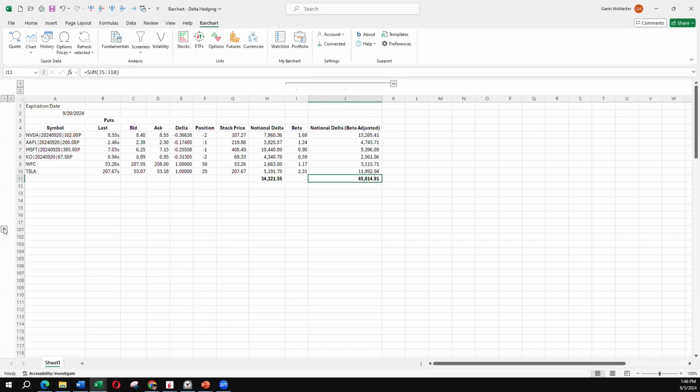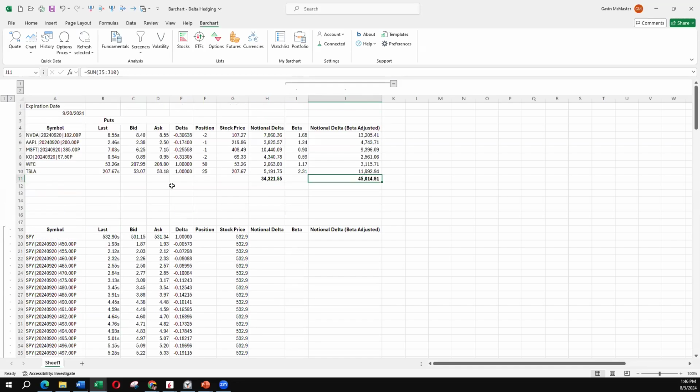So I've got some SPY options that I've brought in here. And the first thing I'm going to do is take the price of SPY, which is 532.90, and I'm going to take our notional delta divided by the SPY price. So this portfolio here is roughly equivalent to having 84 shares of SPY. So if we wanted to completely neutralize the delta on this portfolio, we would need negative 84 delta on SPY.